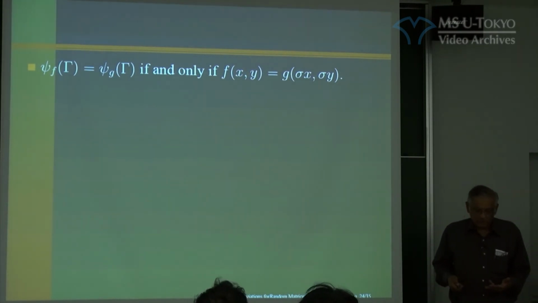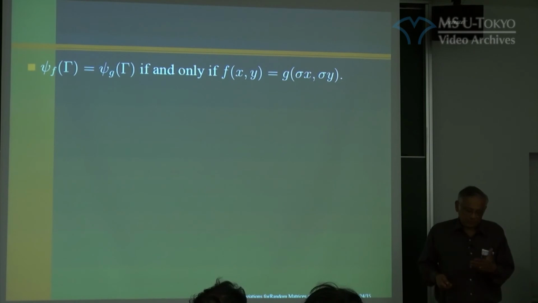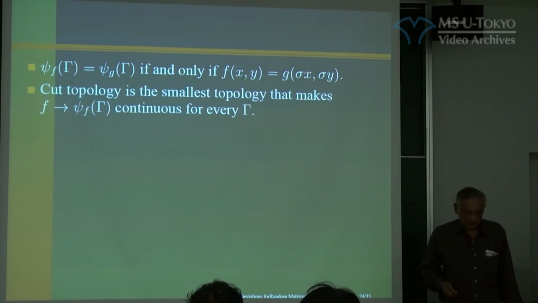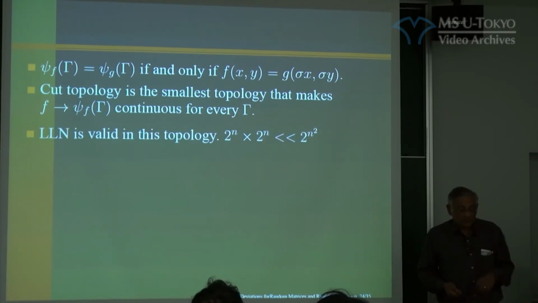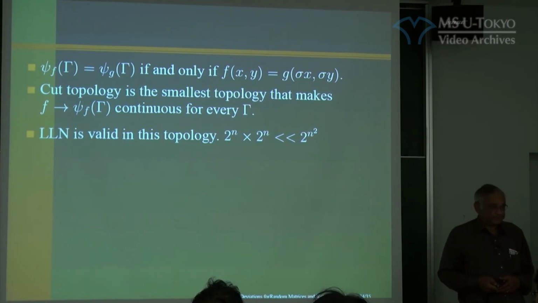That is a group that leaves the problem invariant. So, you have to say that f and g more or less have the same thing in this object if one is transformed to the other through a measure preserving transformation. And the cut topology is the smallest topology that makes it continuous for every gamma. Now, in the cut topology, the law of large numbers is valid.